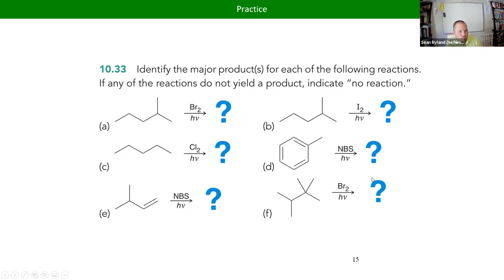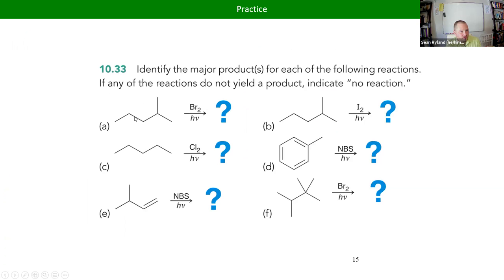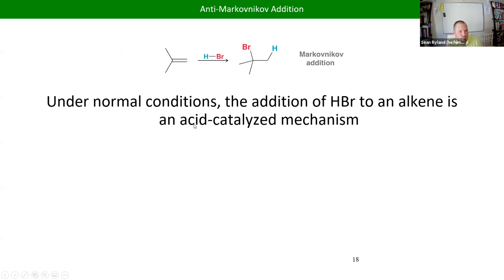All right, so we have one more reaction to add. That's the one we just did. There's some more practice there. We'll come back to that if we have time here in a little bit.